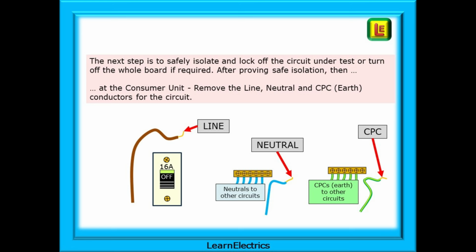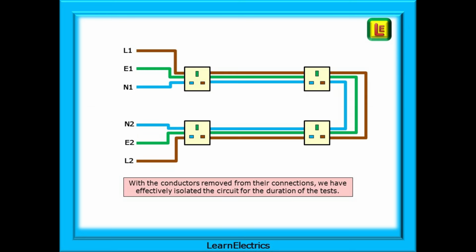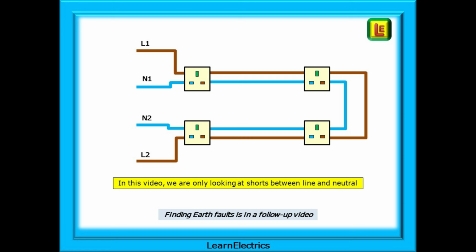The next step is to safely isolate and lock off the circuit under test, or turn off the whole board if required. After proving safe isolation, then, at the consumer unit, remove the line, neutral and CPC conductors for that circuit. With the conductors removed from their connections in free air, we have effectively isolated the circuit for the duration of the tests. In this video, we're only looking at shorts between line and neutral. Finding earth faults is in the part 2 follow-up video.